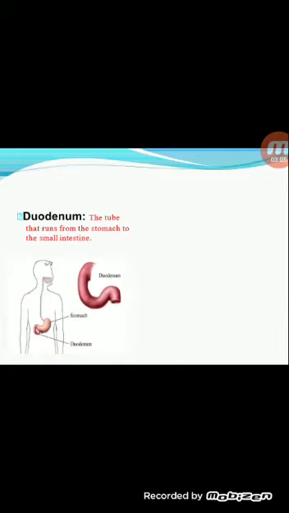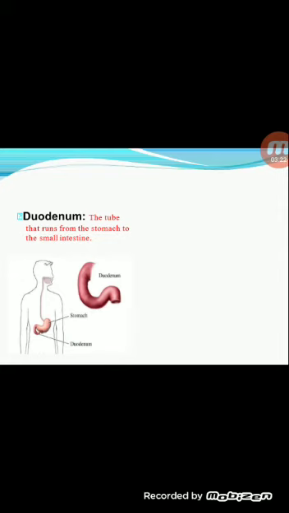So, the duodenum is used to send digested food from the stomach to the small intestine. So, this is the tube that runs from the stomach to the small intestine. Hope you understood, children, isn't it? You can see the stomach and duodenum parts which are combined together in the picture. Are you able to? Yes, very good. Can I go to the next screen?